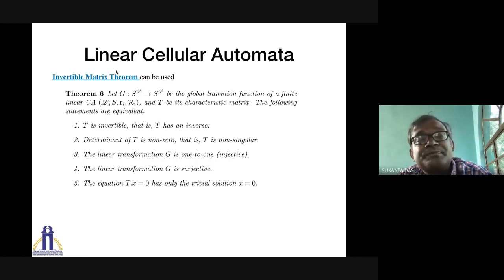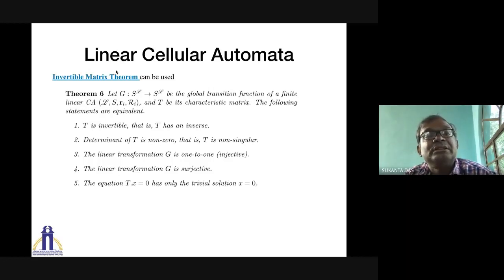So what are the statements here? T is invertible, if G is a linear CA and T is the characteristic matrix. That is, T has some inverse. This means that the determinant of T is non-zero, that is, T is non-singular. So statements 1 and 2 are equivalent. So if T is invertible, then the determinant of T is non-zero.